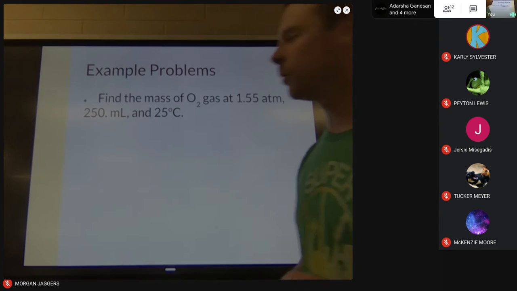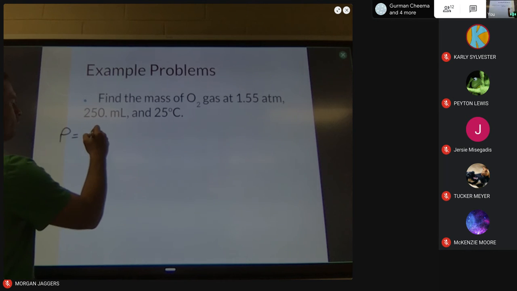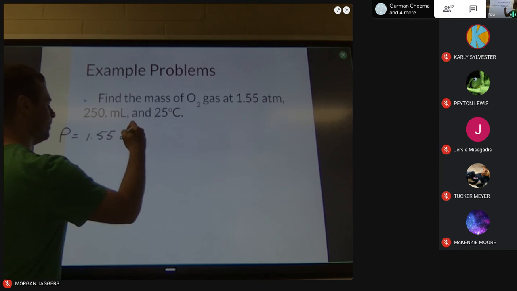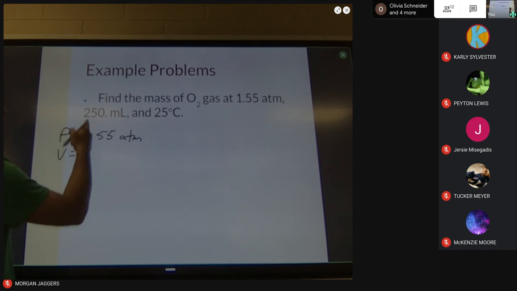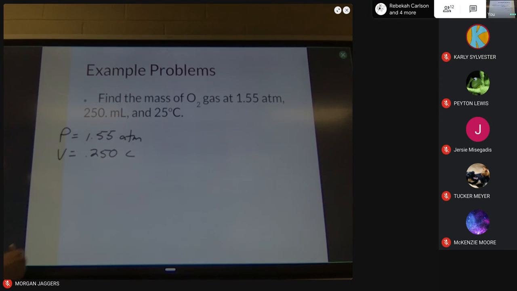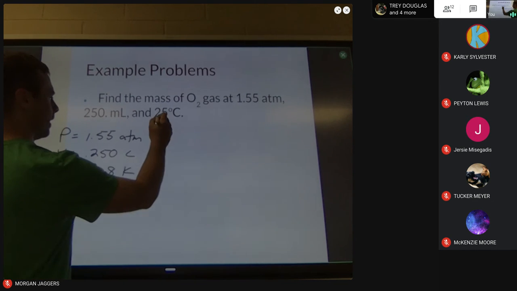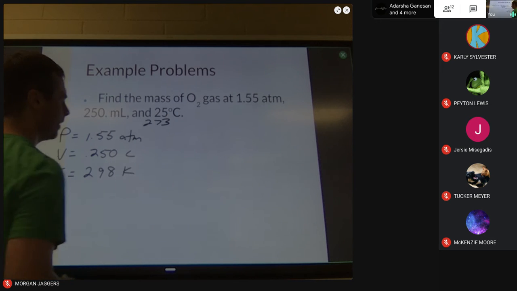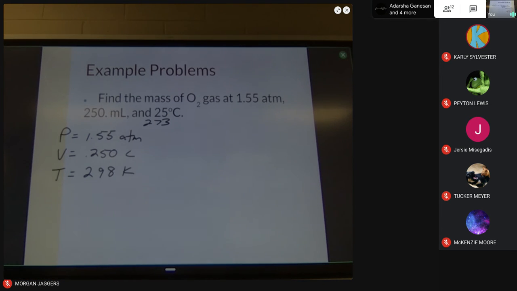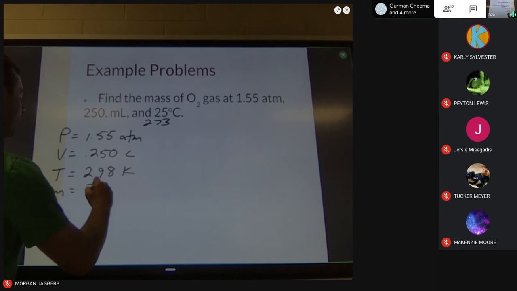So we've got to do some work here. Pressure is 1.55 atm. Volume, can't deal with that. We've got to use this value in liters. Temperature, can't use that. We'd have to add 273 to that. So that's 298 Kelvin. Where I got that, I just added 273 there. Mass is what we're solving for, so we don't know what that is.